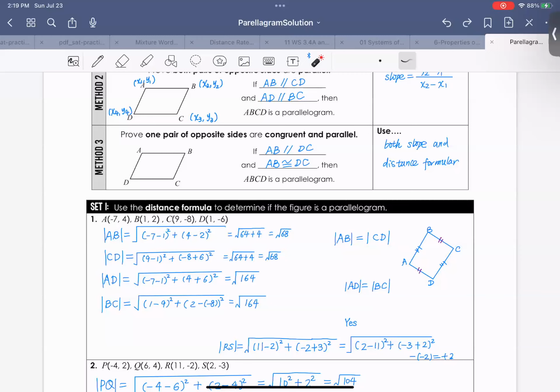Now, everybody get this one? You have the AB distance equals CD distance. Then you have AD equals BC. So this becomes a parallelogram. Good job, Angela. That's great.